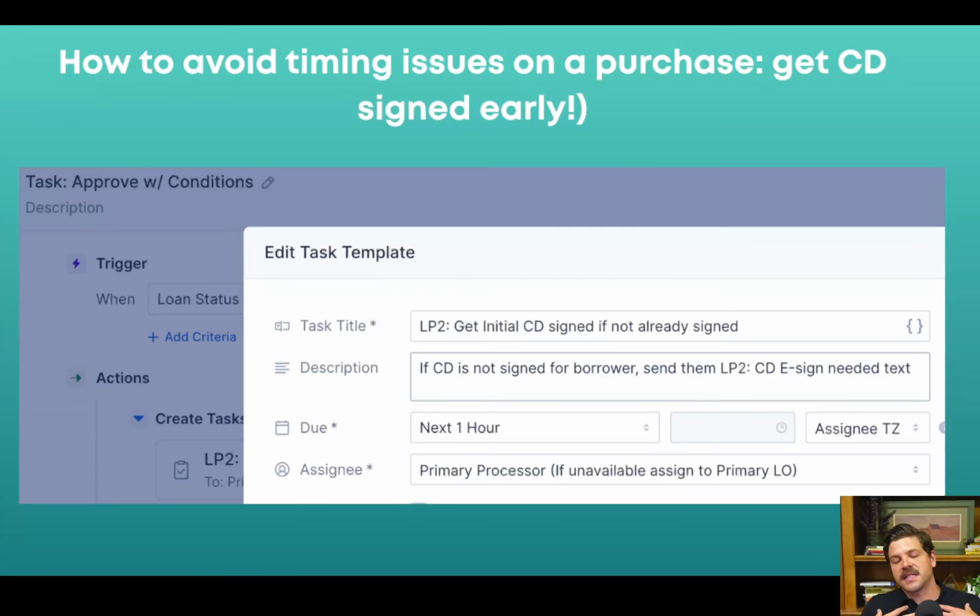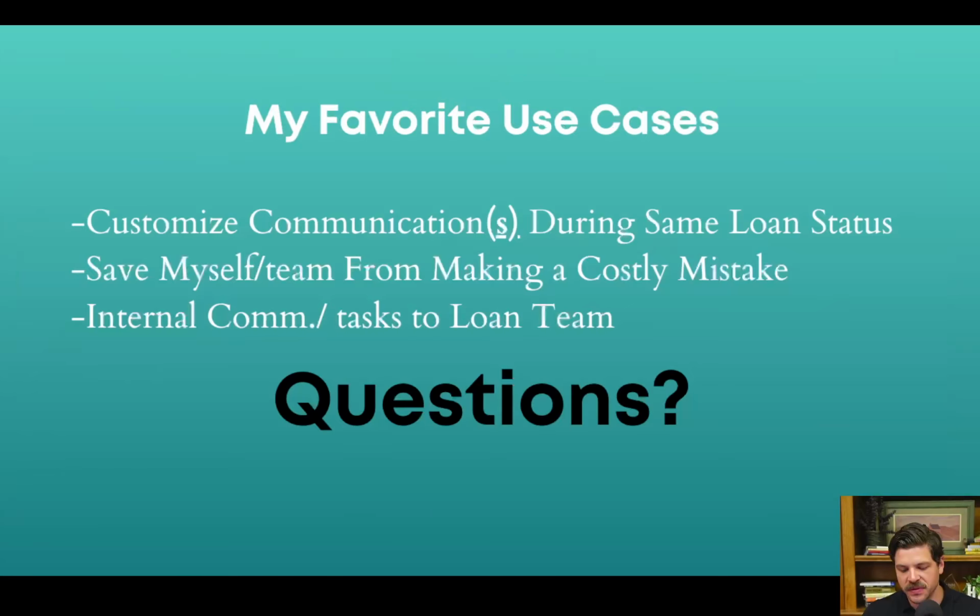Another task I like to set up came from a moment on a file where we were trying to get signing to occur on a certain date, but because we hadn't had the initial CD signed earlier, we had to delay closing a day or two. It ended up working out. Realtors got paid, I got paid, buyer got the home, but it was kind of embarrassing. So I created this task to remind my loan partner that if we're in approved with conditions status and we don't have the initial CD signed yet, then I want them to stress about getting that signed as soon as possible.